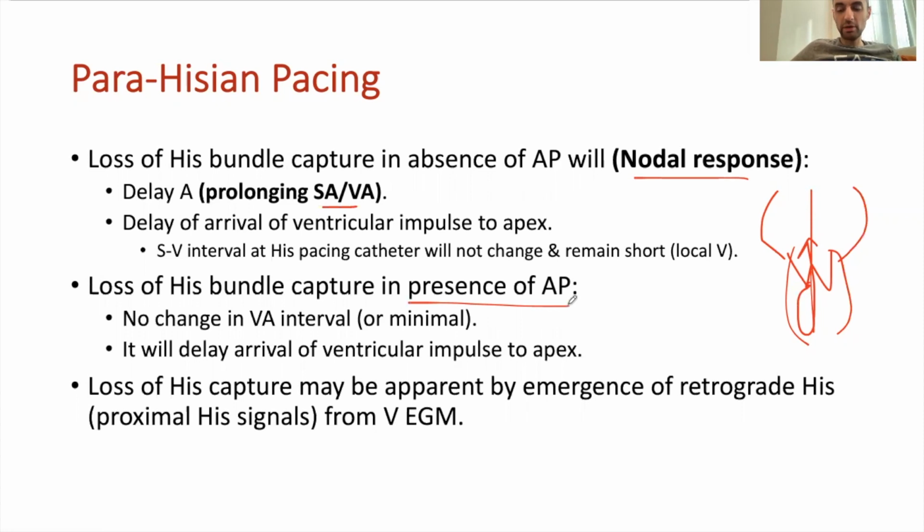However, if you have an accessory pathway that is septal specifically, and you lose the His bundle capture, there will be minimal, if any, change in your VA time because you have an accessory pathway here. Yes, you lost the His capture, but you will be able to go up the A through the nearby septal accessory pathway, so you will not manifest that delay in VA or stim to A as much. So if you see prolongation of your VA, then this is nodal response. If not, then it might suggest there's a septal accessory pathway present.